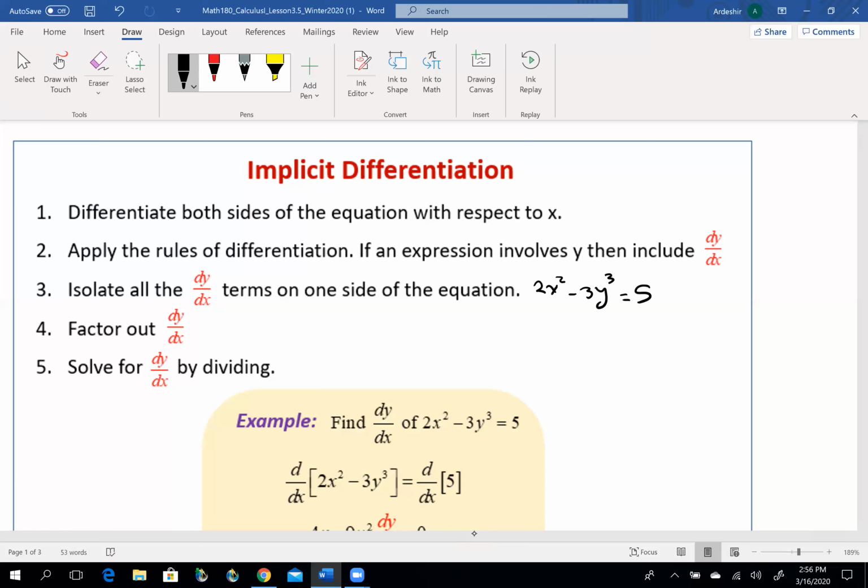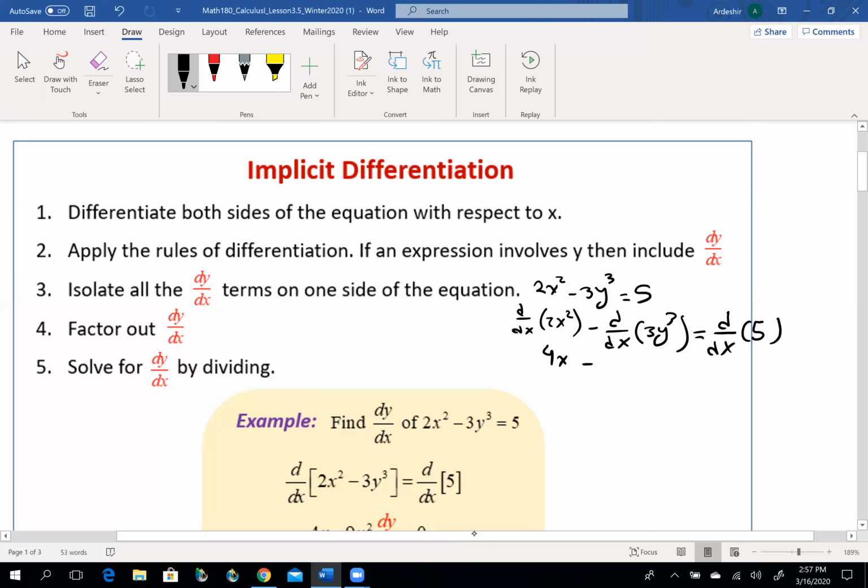I'm going to take a derivative of both sides with respect to x, so I'm going to do it separately. It's going to be the derivative with respect to x of 2x squared, minus the derivative with respect to x of 3y cubed, equal to the derivative with respect to x of 5.